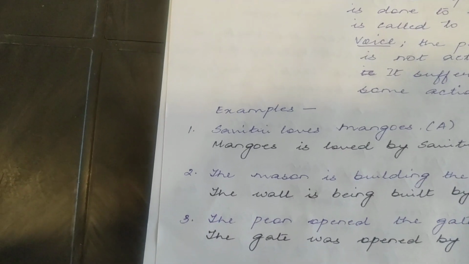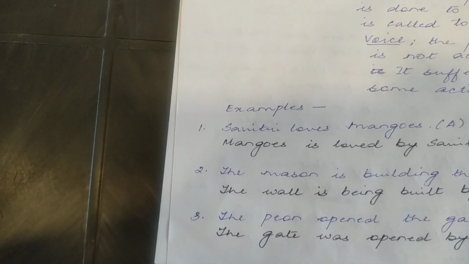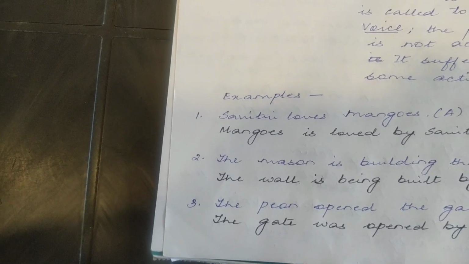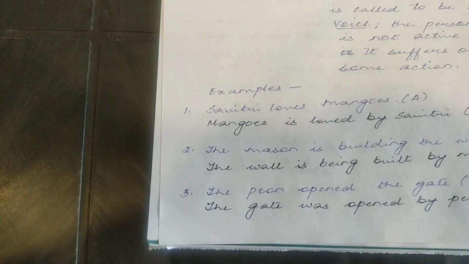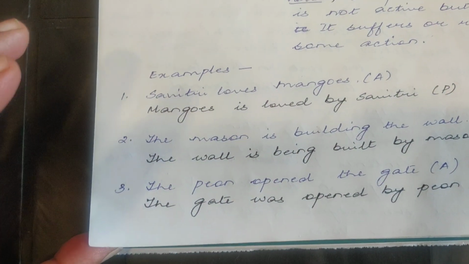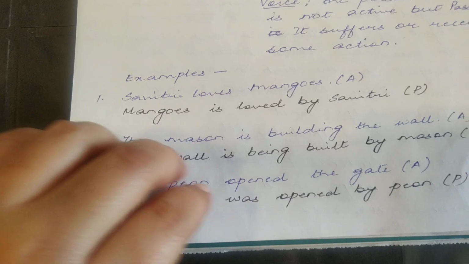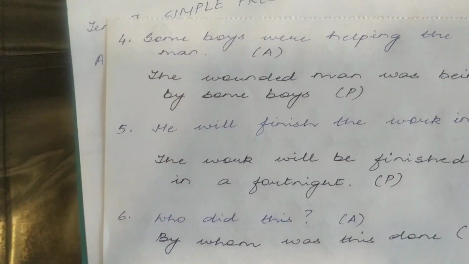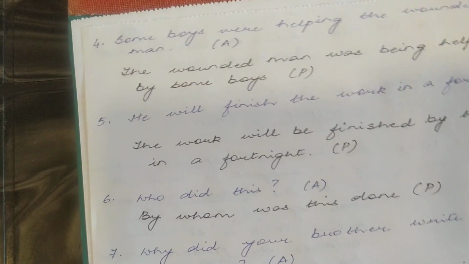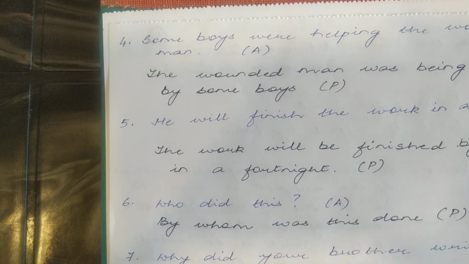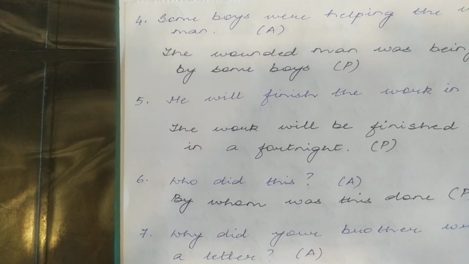Savitri loves mangoes. Mangoes are loved by Savitri. The mason is building the wall. The wall is being built by the mason. The peon opened the gate. The gate was opened by the peon. Some boys were helping the wounded man. The wounded man was being helped by some boys.